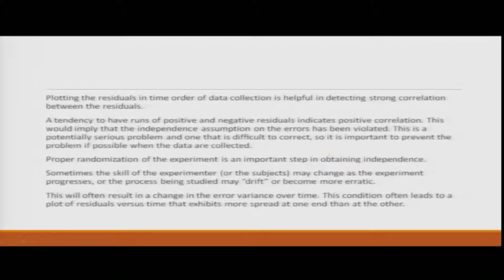Sometimes the skill of the experimenter or the subjects who are doing the experiment may change as the experiment progresses, or biases may creep in. The process being studied may drift or become more erratic. This would often result in a change in the error variance over time. So, this condition often leads to a plot of residuals versus time that exhibits more spread at one time, either at the end, in the beginning or in the middle. This gives you some information that there is some bias creeping in, either unintentionally, which we should definitely have taken care of, or intentionally, based on how the experiment is going.